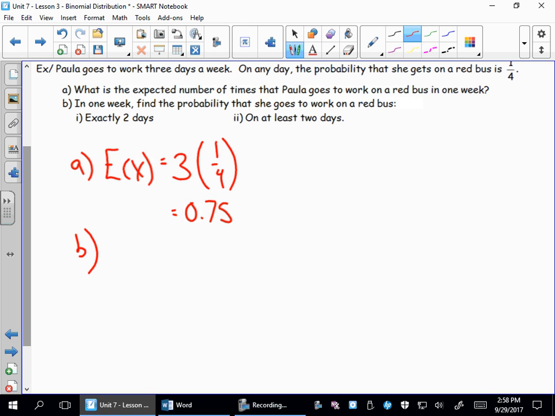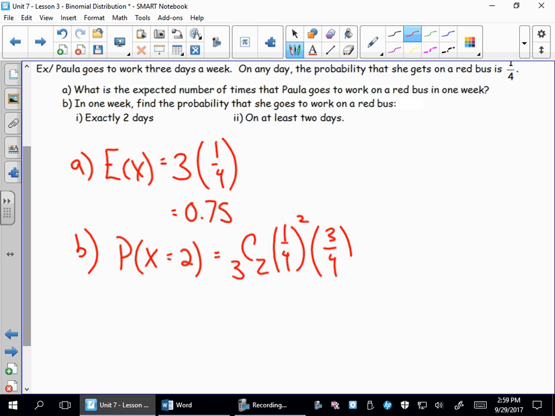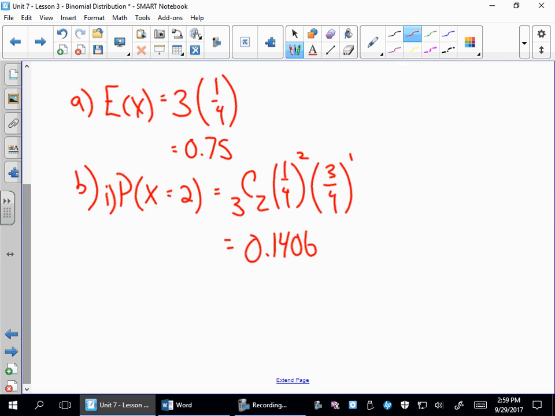And let's try part B. In 1 week, find the probability she goes to work on a red bus exactly 2 days. So I want a probability of being 2. How many trials do we do? She rides the bus 3 times. I want 2 of them to be red days. The likelihood of getting on a red bus is 1/4. I want that to happen twice. And I want her to fail, not get on a red bus, once. Into our calculator we go, and hopefully you get 0.1406.